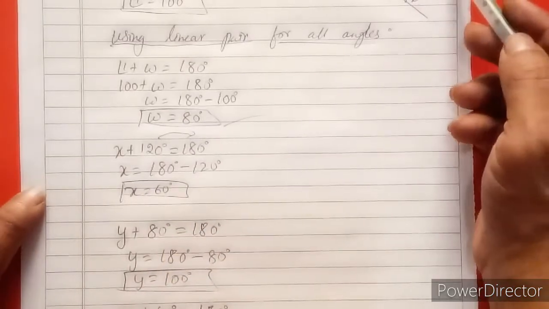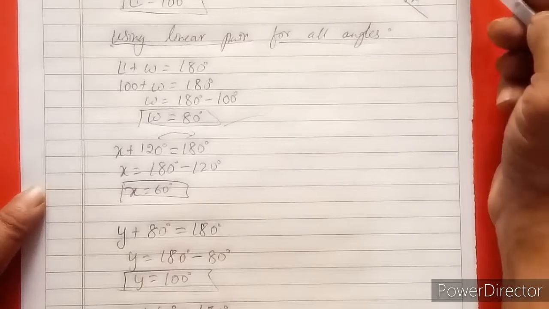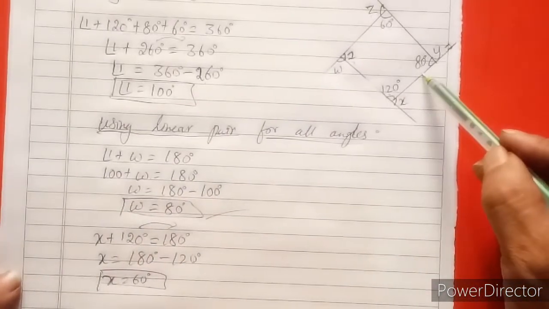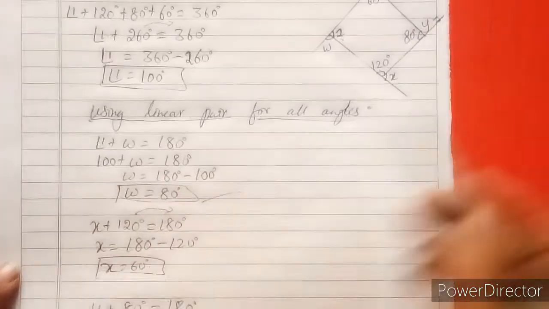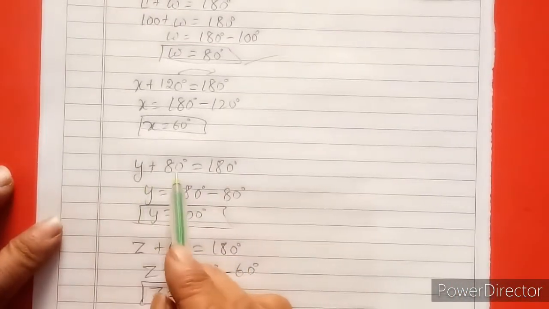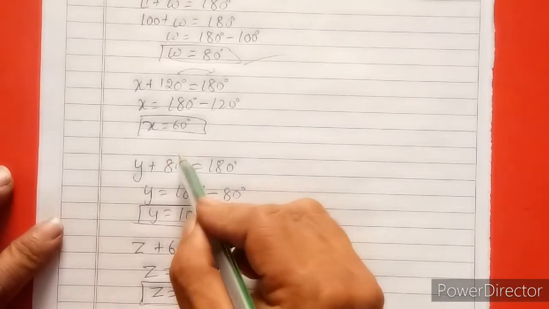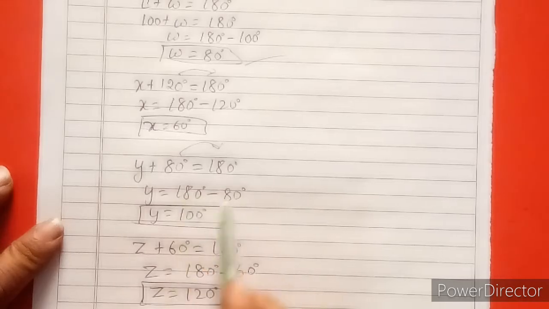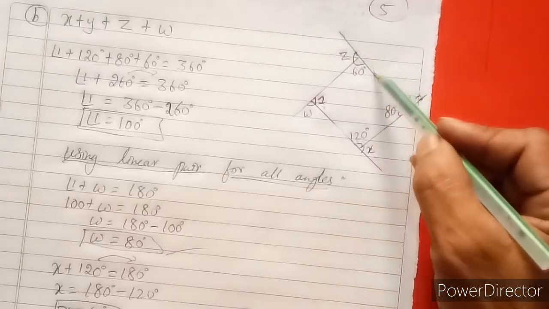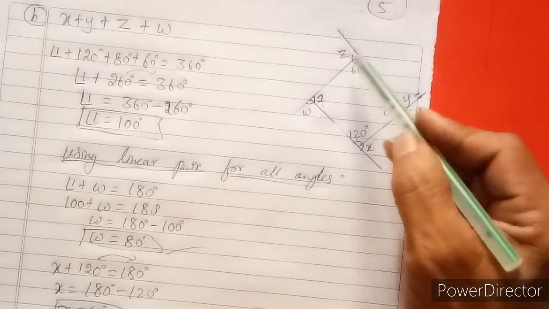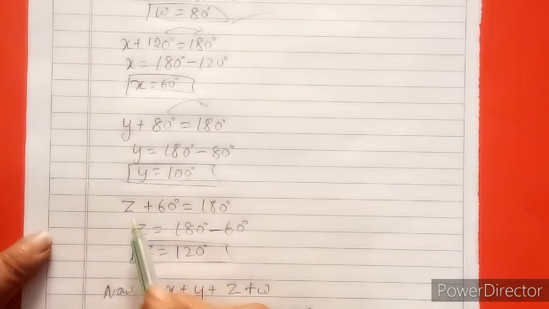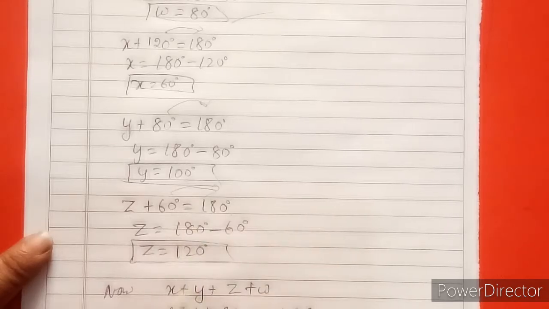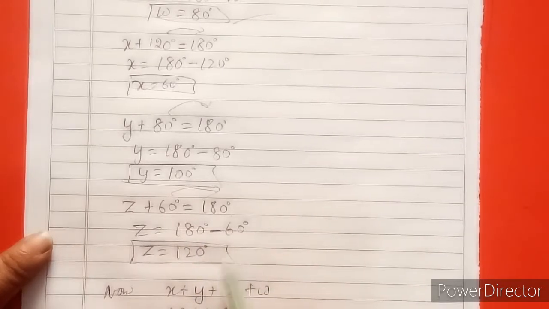Similarly, this is also a baseline, with two angles. Here y plus 80 degrees is equal to 180 degrees. If I transpose it, 180 minus 80, then y is 100 degrees. Similarly, I take z plus 60 degrees. This is the baseline, a pair of angles, right? So z plus 60 degrees is equal to 180 degrees, and if I transpose the 60 it becomes a minus sign: 180 minus 60, so z is 120 degrees.